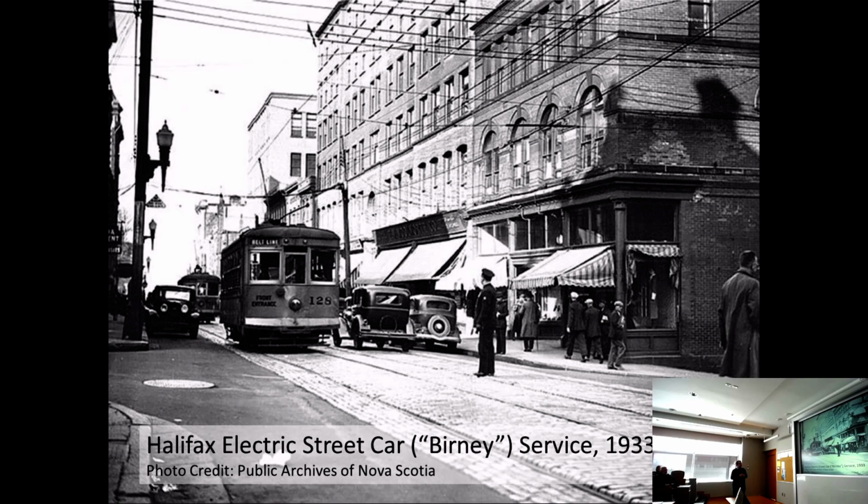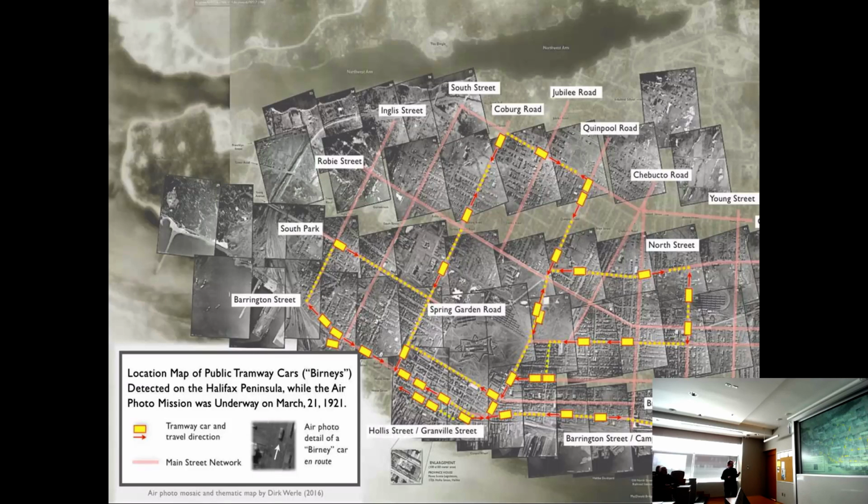What was not experimental in the streets of Halifax at the time was the electric streetcar system, or Bernies as they were affectionately called. I started to look for these Bernies on the photographs, and they are quite noticeable because they're fairly sizable cars, and on top they have this contraption that connects the car with the overhead electrical system. And all of that you can see on the air photos.